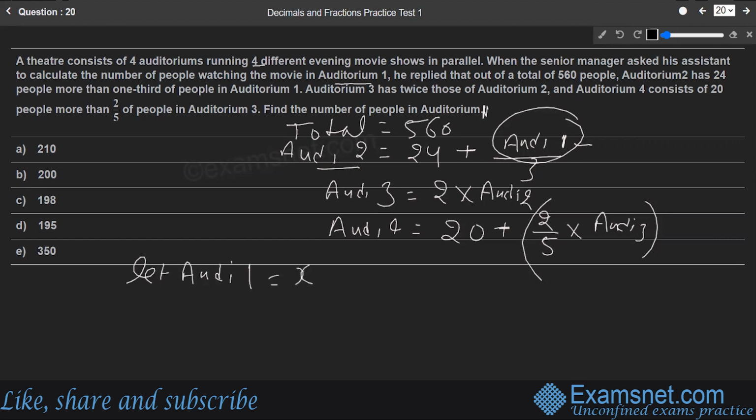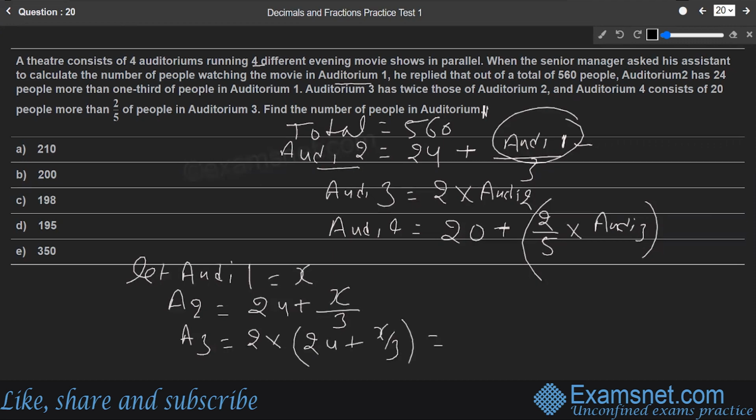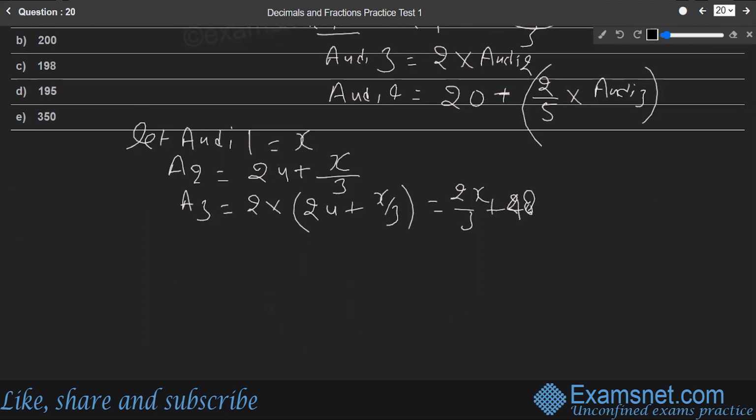Then we can start framing the conditions as per that. So Audi 2 will have how many? Audi 2 has 24 more than one third of Audi 1. So it has to be 24 plus x by 3. Then Audi 3 has twice of Audi 2. So Audi 3 has 2 into what is there in Audi 2. That is 2 into (24 plus x by 3), which can be written as 2x by 3 plus 48. Okay, this is how the condition for Audi 3 is written.